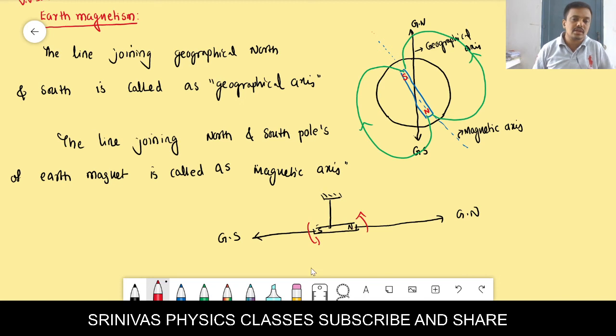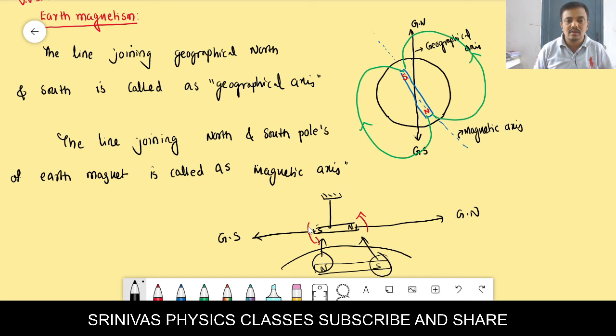Why can it show like that? Because we are suspending the magnet above the earth, and the earth also behaves like a magnet. The earth's south pole is towards the geographical north, and the earth's north pole is towards the geographical south. This south will attract the north, and north will attract the south. That's why they will interlock, and the magnet will align in the direction of the geographical north and south.